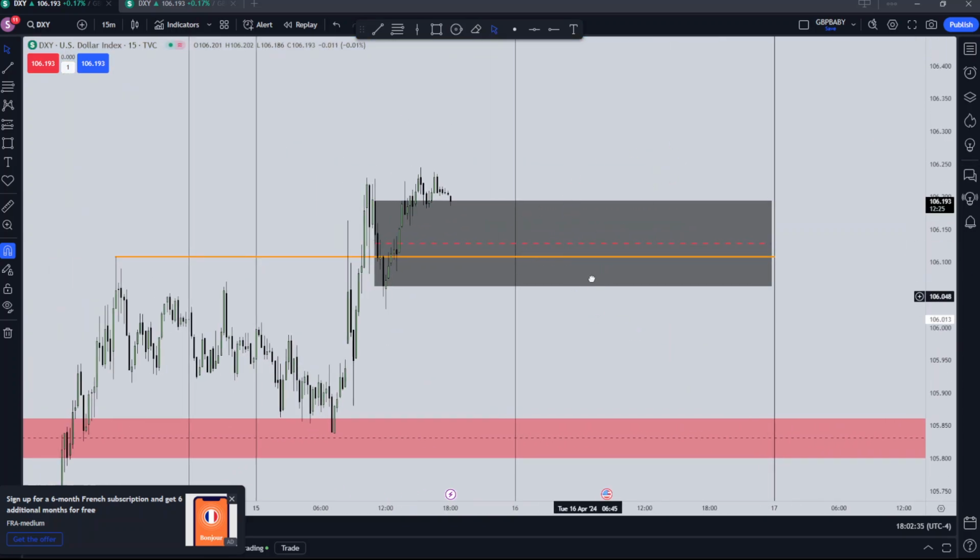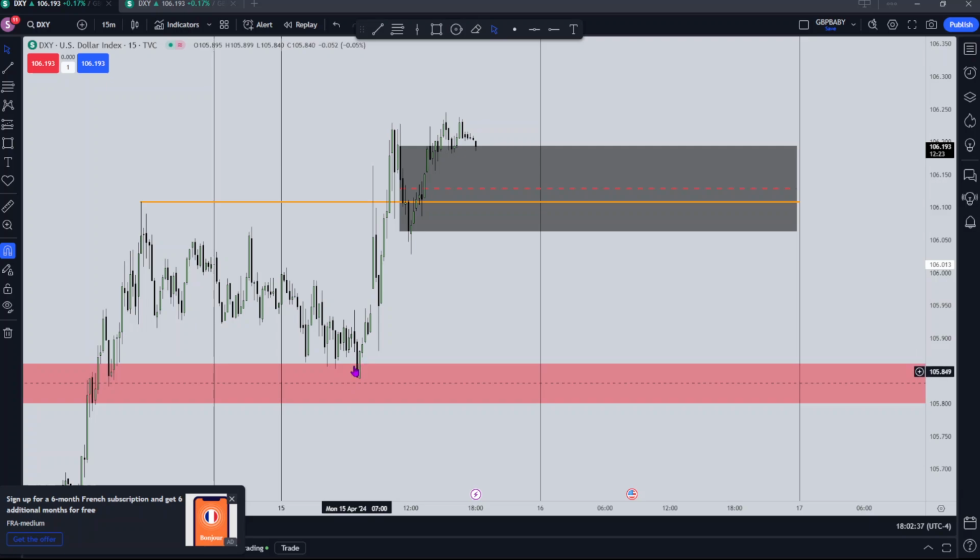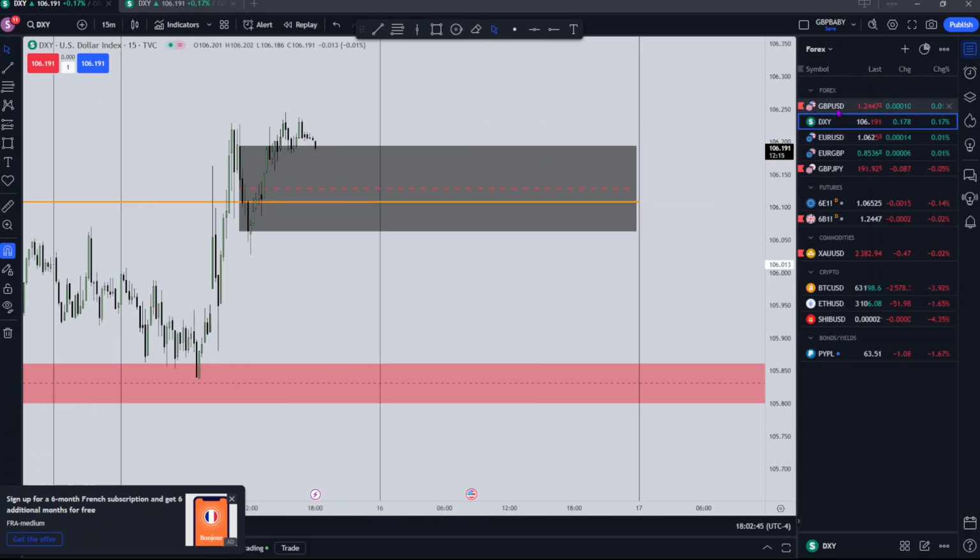Hopefully a nice setup will form. You'll see a nice setup formed here, creating the low at 7 a.m. and then large expansion, pullback into a fair value gap for potential longs. But let's now head on to GBP USD.